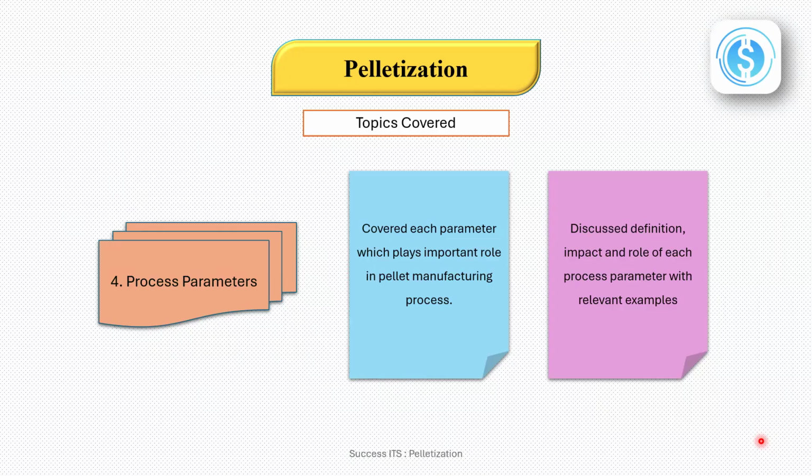And this will help you understand the relationship between process settings and quality of the pellets produced. By the end of this session, you will have a clear understanding of the role of critical process parameters and how proper control of these parameters ensures a stable process, consistent product quality, and compliance with the GMP requirements.